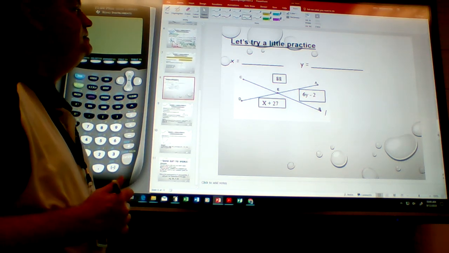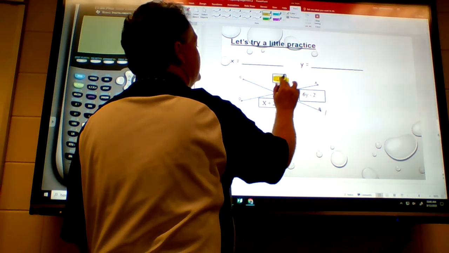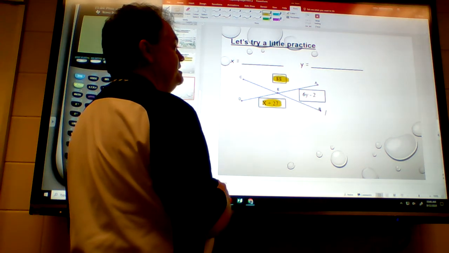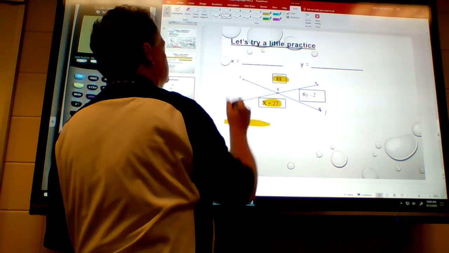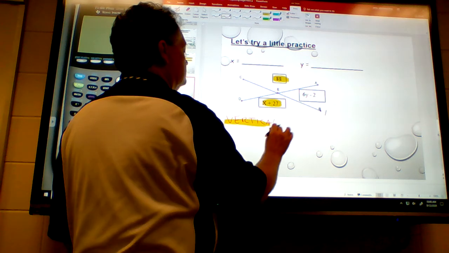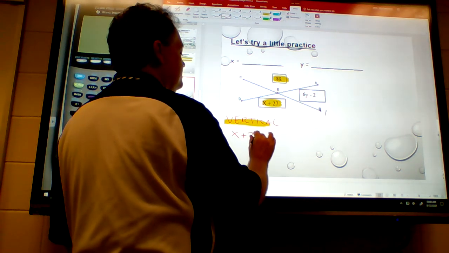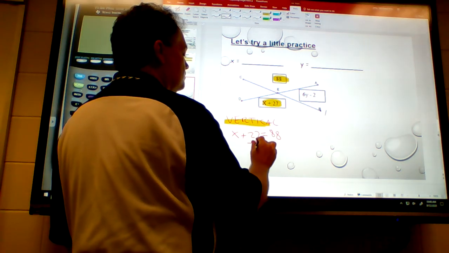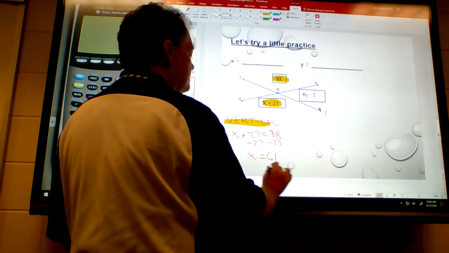All right, now I want you to look at these two angles right here. This angle is 88, and this angle is x plus 27. Those two angles are vertical. They're vertical, which means they're equal. So that means that x plus 27 equals 88. Well, when you subtract 27, you get x equals 61.